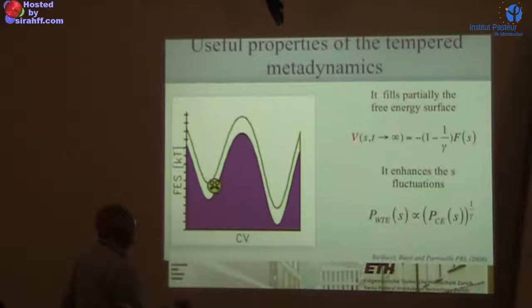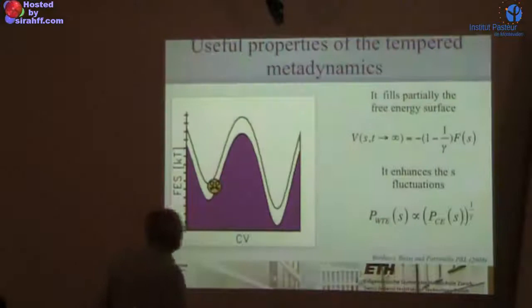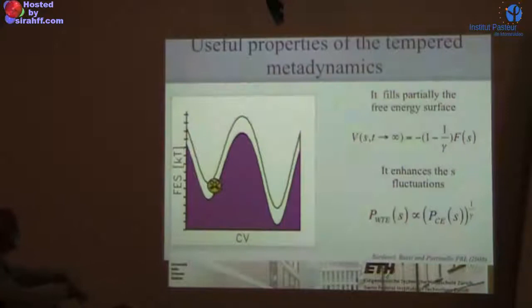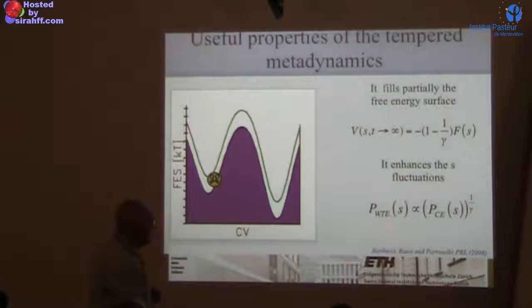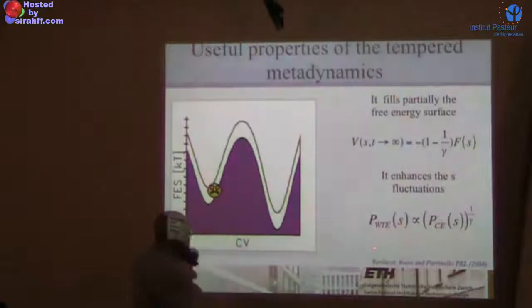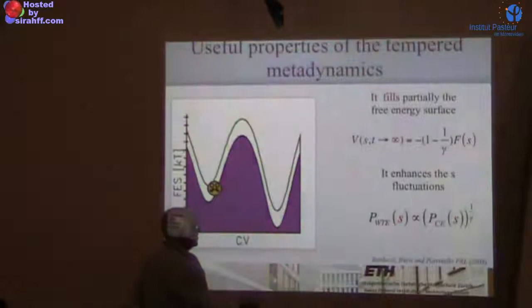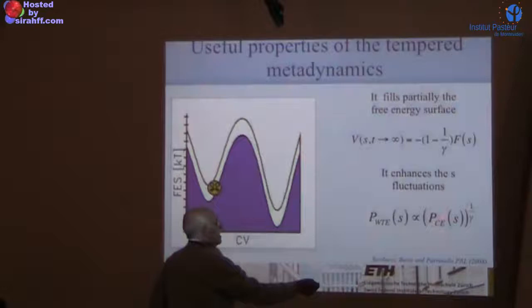The free energy now, the asymptotic value of the bias, is proportional to the free energy through this constant value. And so you can look at this, like standard metadynamics, as a way of filling the basin. Another way which is interesting, and I like it very much in this approach, is that if you look at the probability distribution of the collective variable in the well-tempered ensemble, it is related to the true collective variable probability distribution in the canonical ensemble by this derivation.